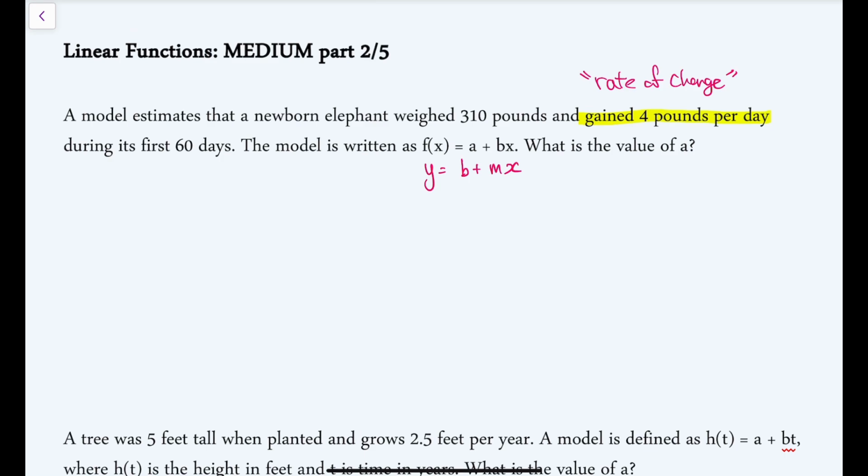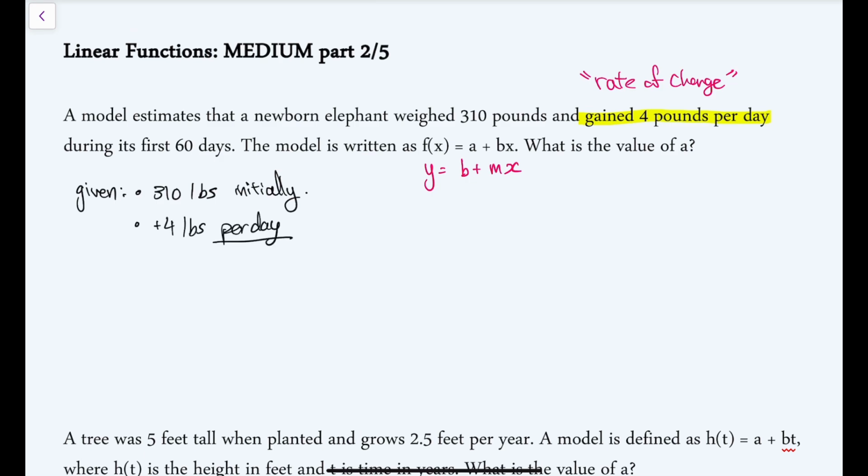Okay, so they're basically asking us to come up with this equation so then we can recognize what the value of a is, right? So let's list down everything we know. Given to us is that the elephant weighed 310 pounds initially. Okay, then it gained 4 pounds per day, so plus 4 pounds per day.